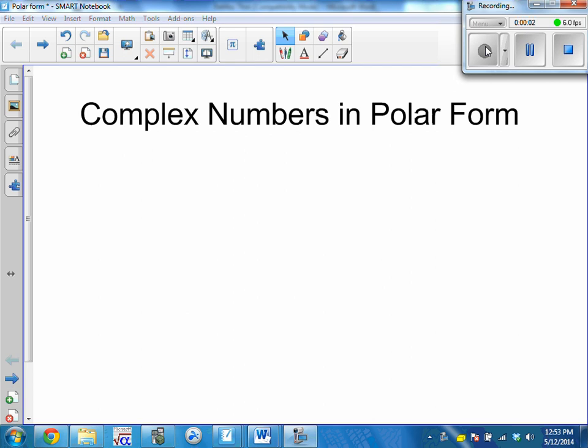In this video, we're going to look at complex numbers in polar form. Now, we've talked about complex numbers. i is the square root of -1. But we want to look at these a little bit differently, and this is going to allow us to do some more things that to this point were very difficult, if not impossible for us.